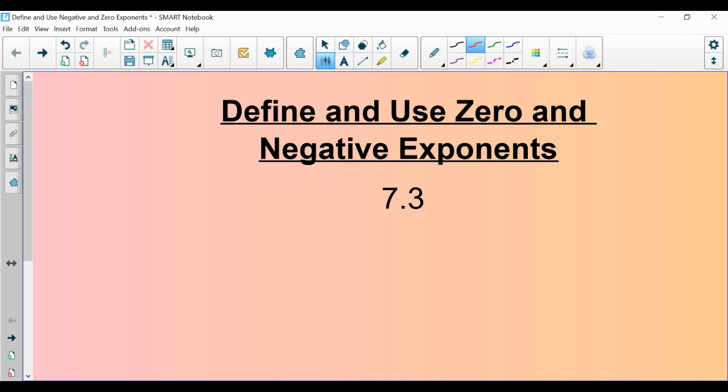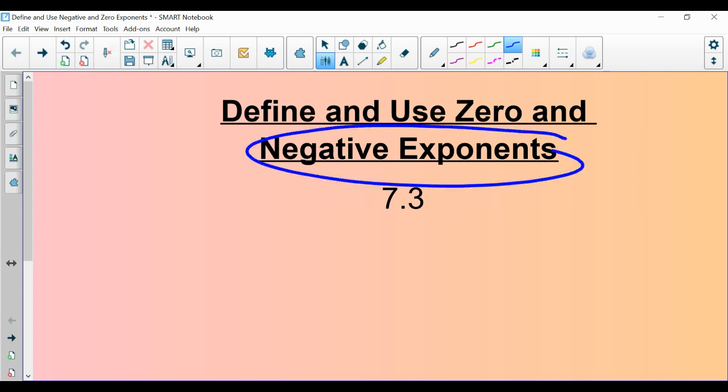Hello, algebra students. This is a lecture on section 7.3, where we are going to start talking about what happens when our exponents are negative or when our exponents are zero. We're still talking about the same properties that we were talking about from the previous lectures, only now including negative or zero exponents.